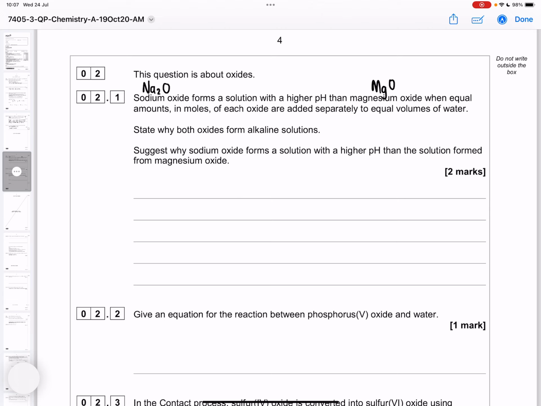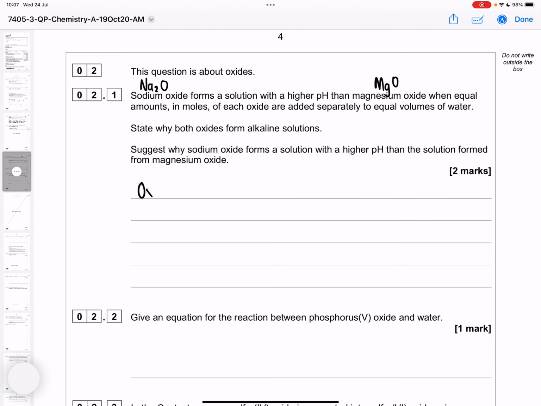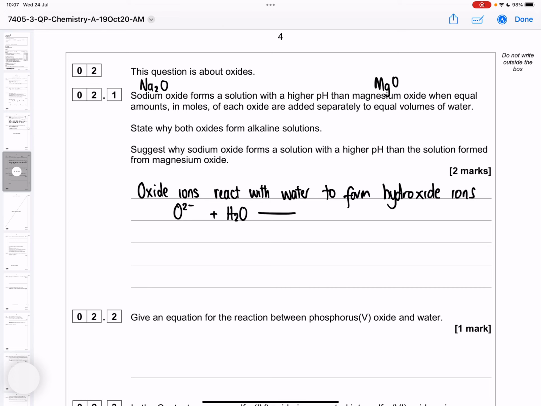State why both oxides form alkaline solutions and suggest why sodium oxide forms a solution with a higher pH, more alkaline than magnesium oxide. So the point is that these are giant ionic, so they have ions. Oxide ions react with water to form hydroxide ions. We can do that as an equation. So the oxide ions, because it's giant ionic, reacting with water to give us 2 OH minus ions, hydroxide ions.